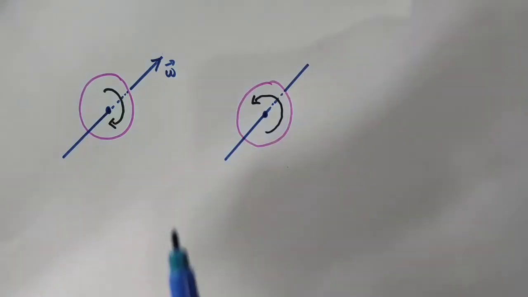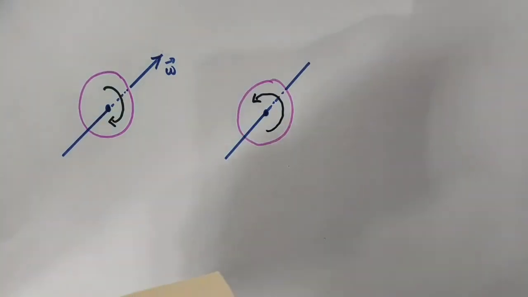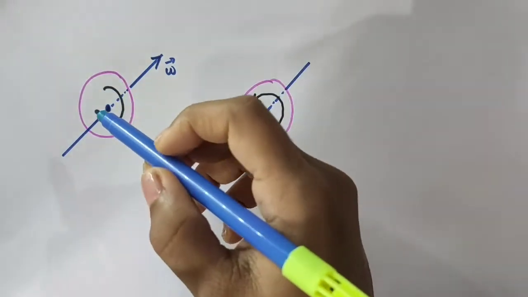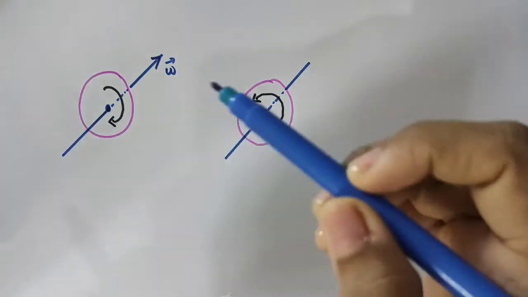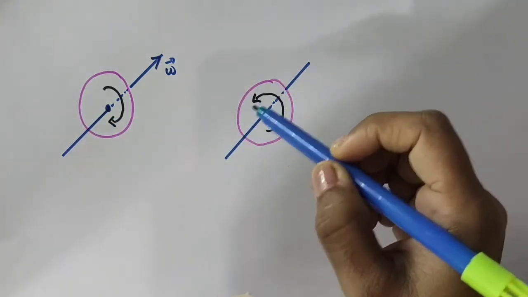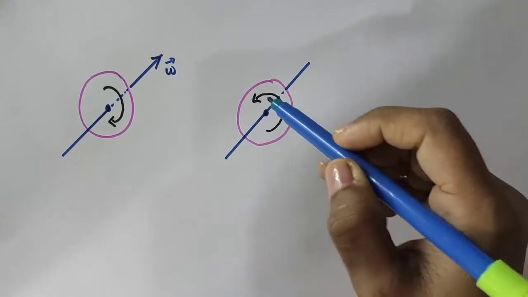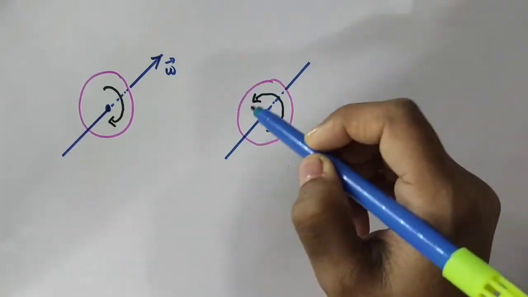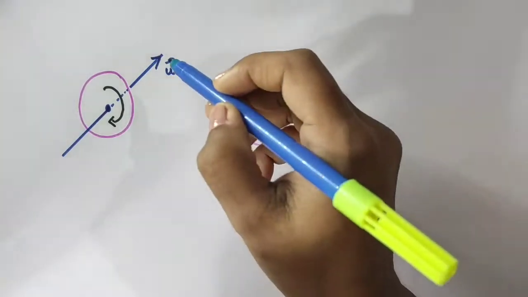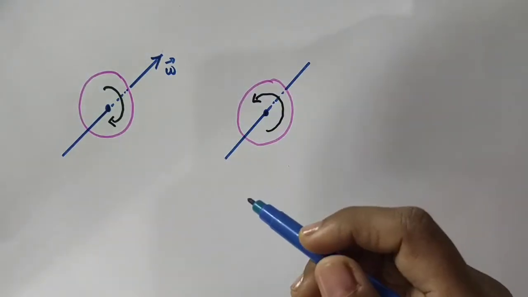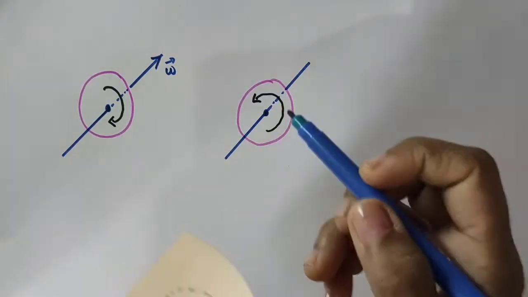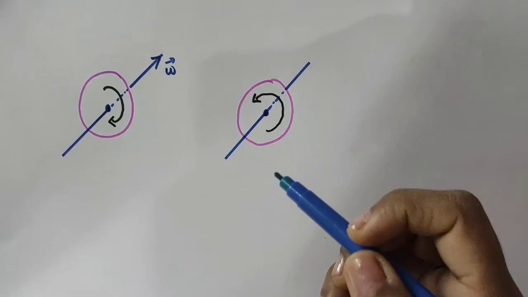Alright, now when the same body is rotated about a fixed axis, this blue colored one is the fixed axis, in the anti-clockwise direction, what would be the direction of the angular velocity vector omega? Because angular velocity is a vector quantity, it has both magnitude and direction.